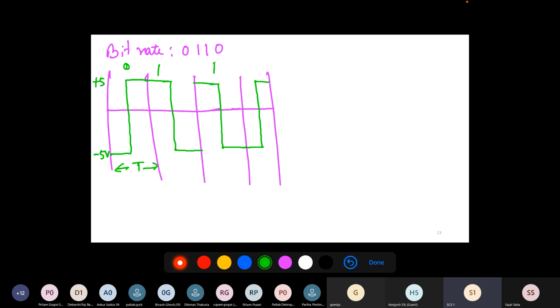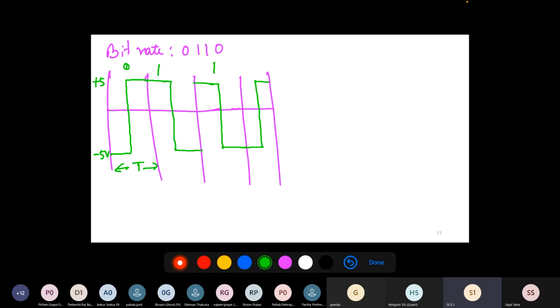Now, in this case, my bit rate is 4. Now, what is baud rate? Baud rate is the number of signals carrying those bits. Now, tell me, how many signals are required to represent these 4 bits?